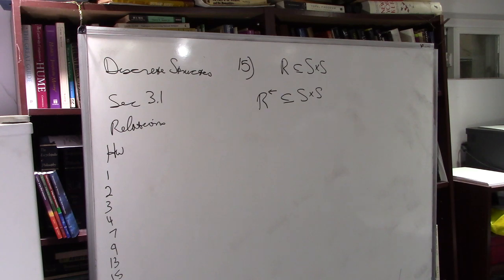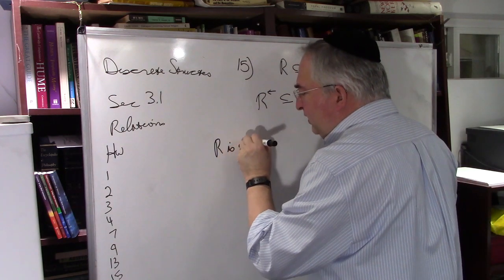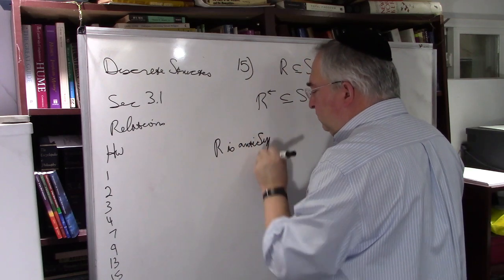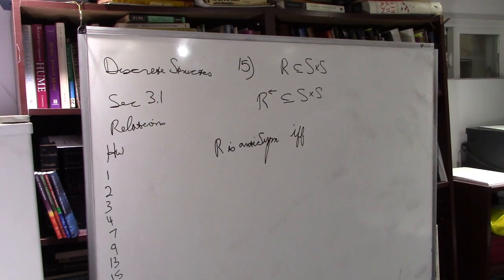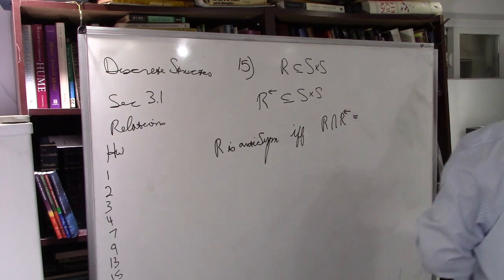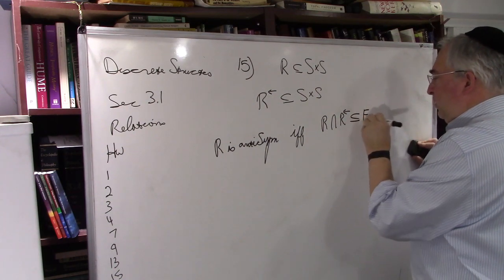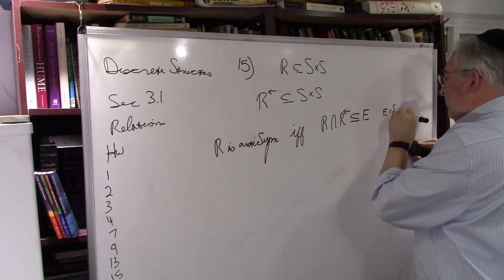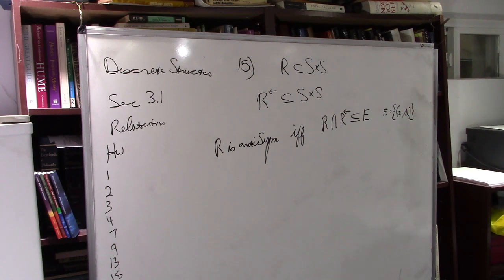Okay, last one. Prove that R is anti-symmetric if and only if R intersect R backwards is a subset of E, where E is equal to those things that are related to themselves. Everything related to itself.